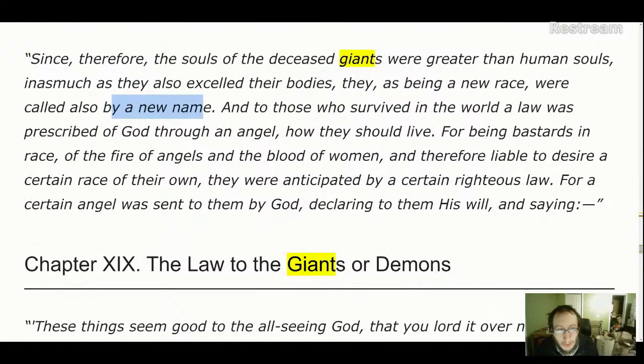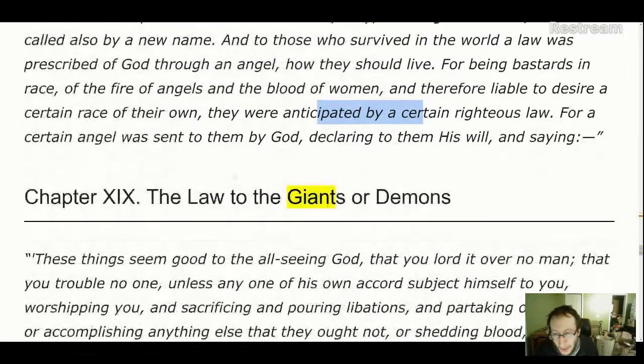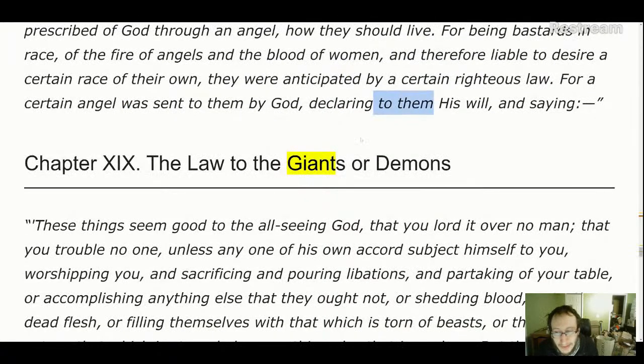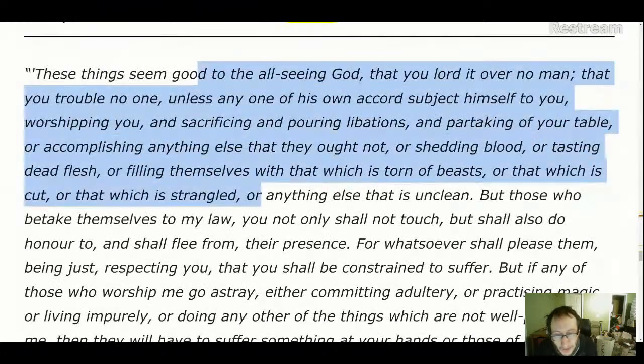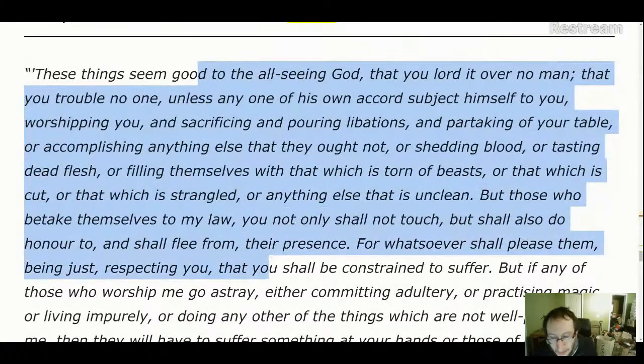And to those who survived in the world, a law was prescribed of God through an angel how they should live. For being bastards in race of the fire of angels and the blood of women, and therefore liable to desire a certain race of their own, they were anticipated by a certain righteous law, for a certain angel was sent to them by God, declaring to them his will and saying, and then it gives a law to the demons, how they are not to harm anyone unless they give themselves over to uncleanness.